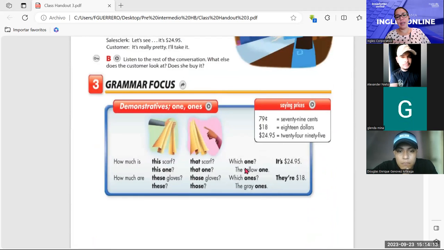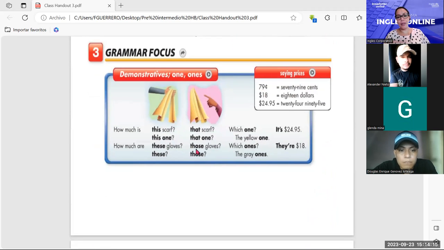Otra cuestión que les quería mencionar es el one y ones. Esto se utiliza para evitar repeticiones. Por ejemplo, aquí, how much is this scarf? Estamos preguntando cuánto cuesta esta bufanda. How much is this scarf? Entonces, para evitar repetir scarf, vamos a usar one. Vamos a decir esta, this one. Ya se sabe que nos estamos refiriendo a la bufanda.